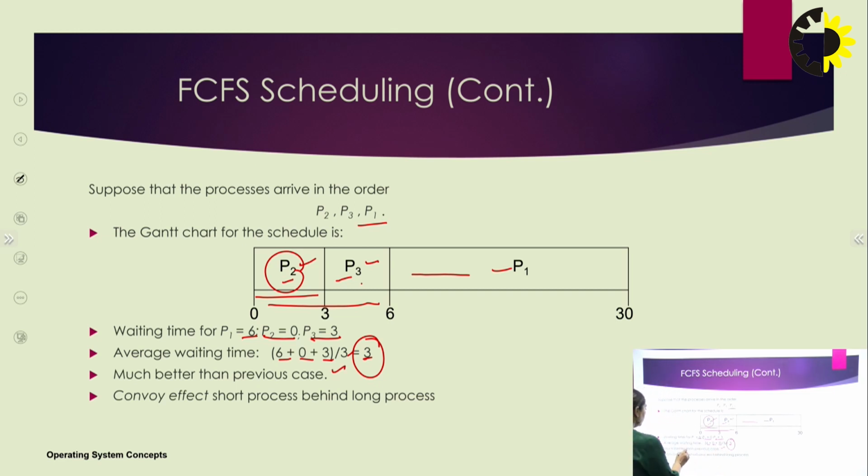This is called the convoy effect, when shorter processes are waiting for the long processes to complete. Now, to overcome this problem, where we can reduce the waiting time, we introduce some more algorithms so that we could use the CPU efficiently.